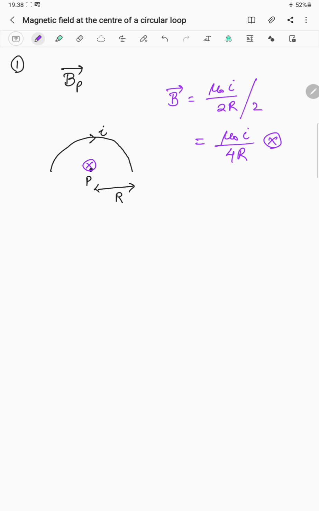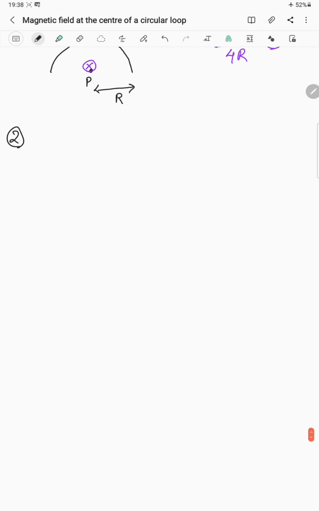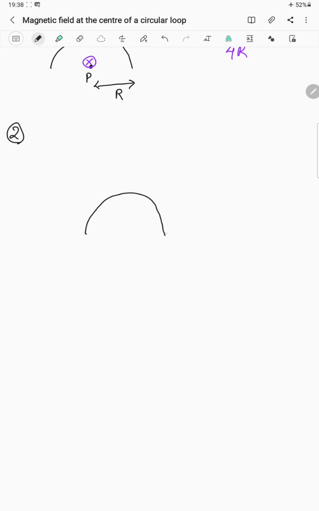Okay, the first question. Let us go to the second one. In the second question it is given that there are two semicircular loops, one in this manner, the other one in this manner. There are two loops which are joined in this fashion. And what about the current?